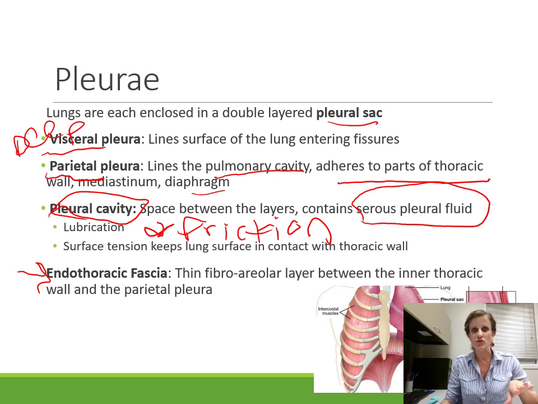What I mean by that is you can actually separate the parietal pleura from the thoracic wall, right along this plane, right along this endothoracic fascia. You can go in and separate the parietal pleura from the thoracic wall, and then that provides an area where you can go through the membranes and access the structures that are in the thoracic cavity.